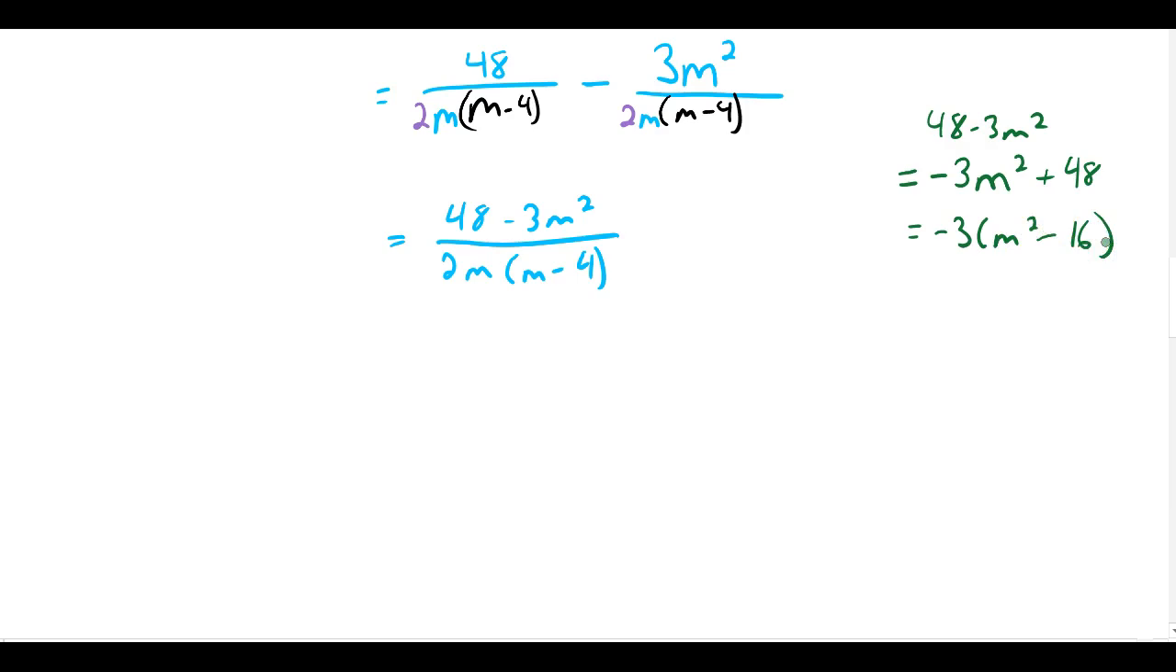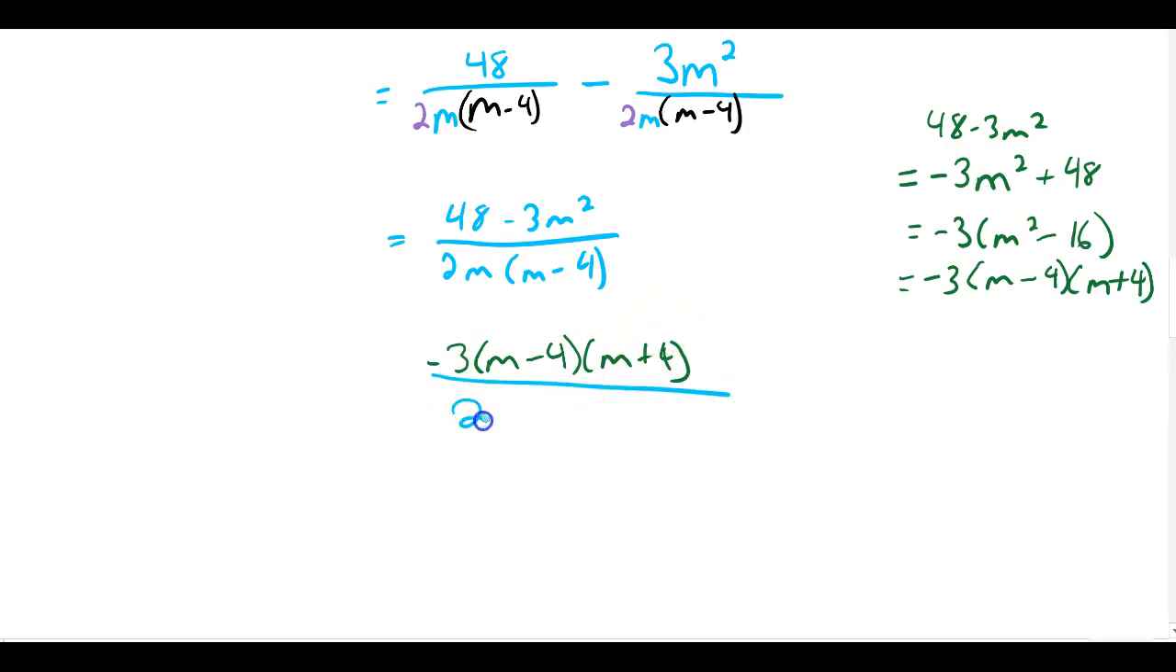Now I still have an m squared, so I'm going to factor that. That is a difference of two squares. m squared minus 16 is the same thing as m minus 4 and m plus 4, bringing down my negative 3 in the front. So I now have negative 3, m minus 4, m plus 4 over 2m, m minus 4.